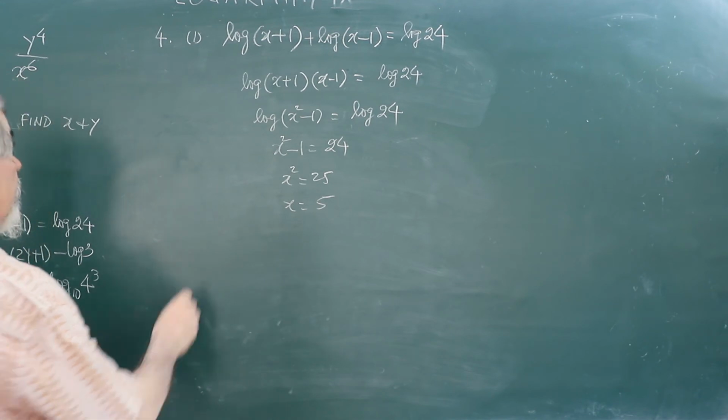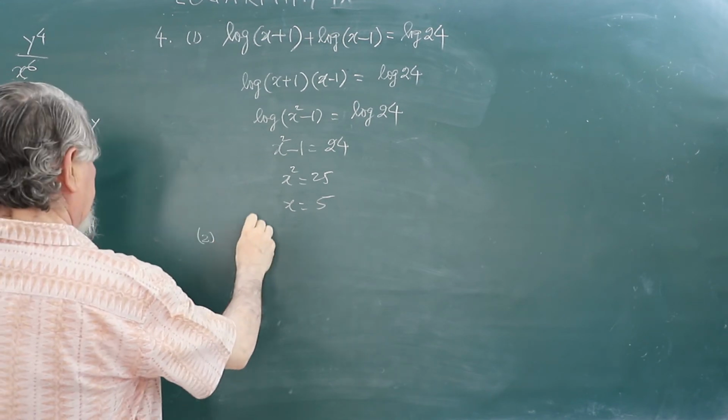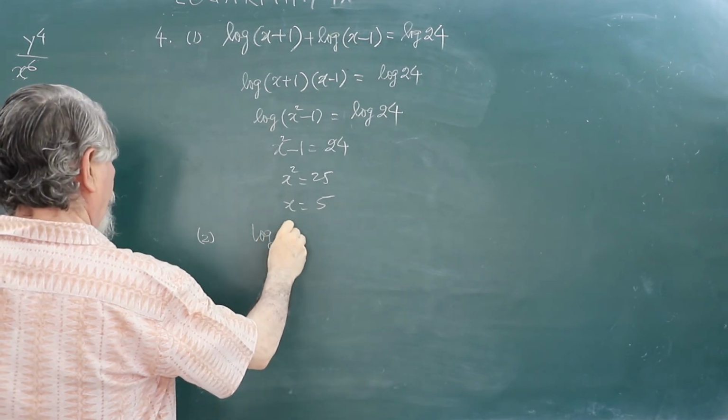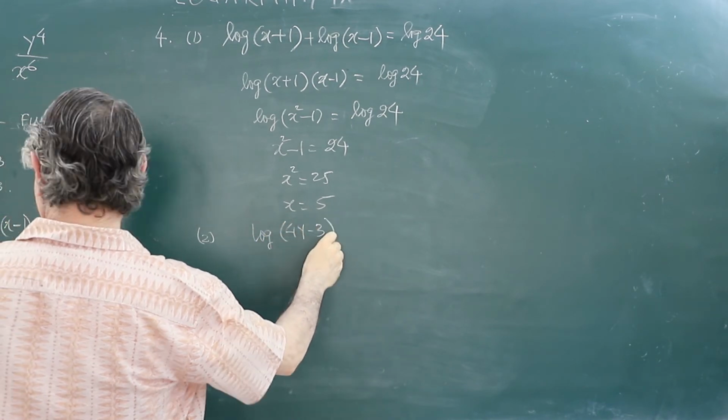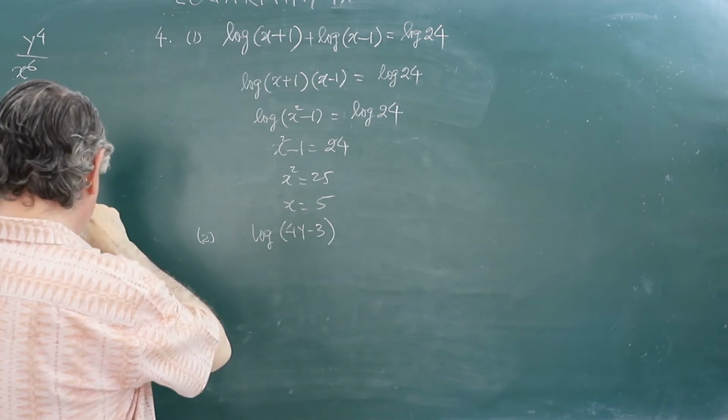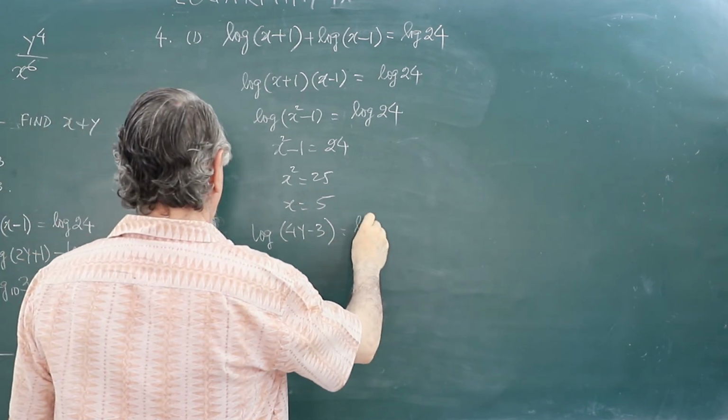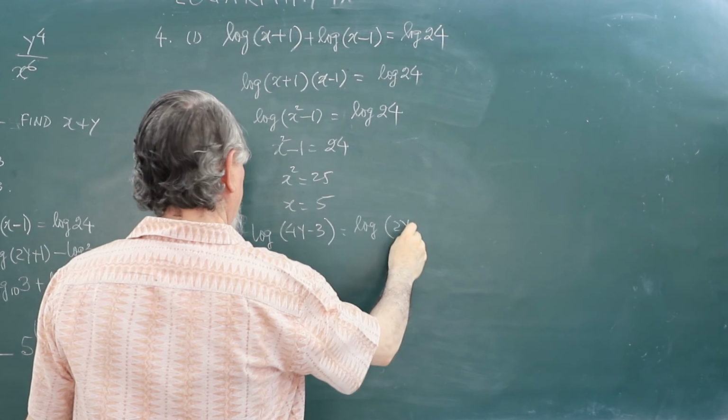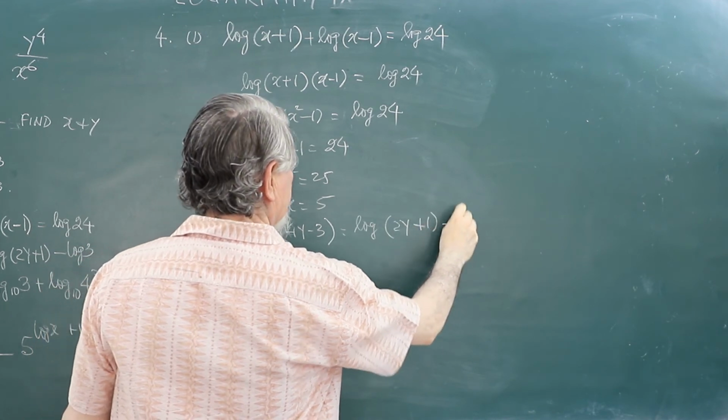Now second part of this is log 4y minus 3 is equal to log 2y plus 1 minus log 3.